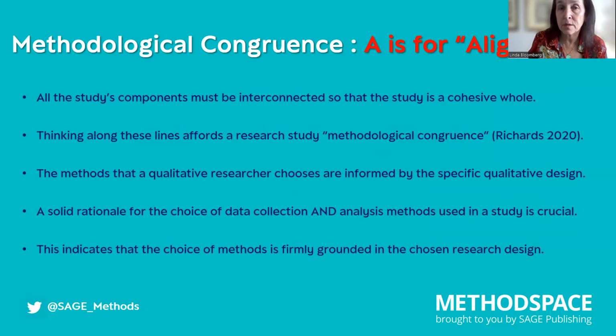All of the study's components must be interconnected so that the study itself is a cohesive whole. Thinking along these lines affords a research study what is called a methodological congruence. The methods that a qualitative researcher chooses are informed by the specific qualitative research design that is chosen. A solid rationale for the choice of data collection and the choice of methods to analyze that data is crucial. And being able to do this will indicate to your audience and to your readers that the choice of methods, both data collection and data analysis, are firmly grounded in the chosen research design.